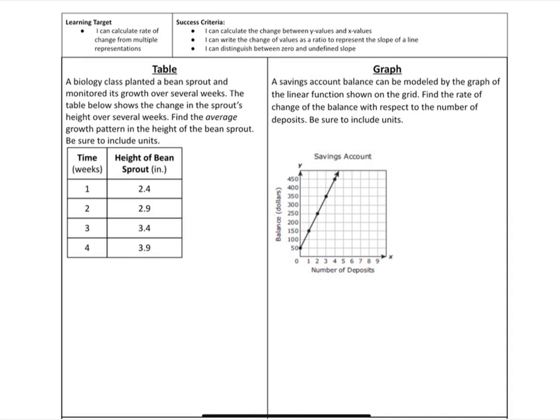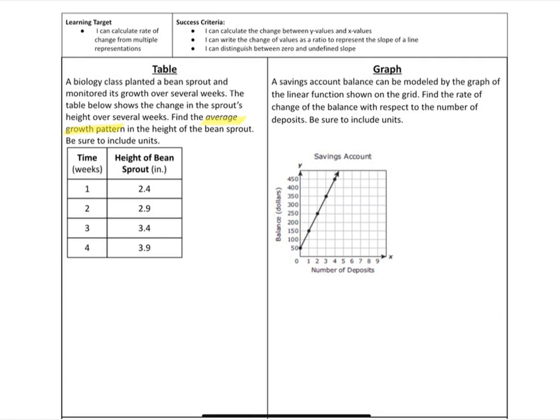A biology class planted a bean sprout and monitored its growth over several weeks. The table below shows the change in the sprout's height over several weeks. Find the average growth pattern in the height of the bean sprout. Be sure to include units. So when it says find the average growth pattern, we're looking to find how much is it growing per week, right? That means we're looking for slope.